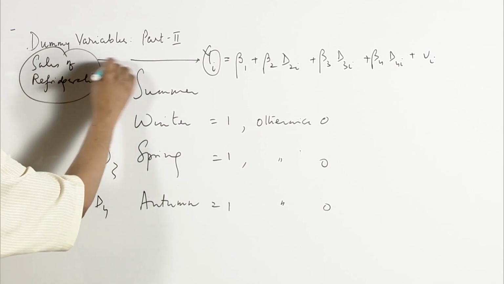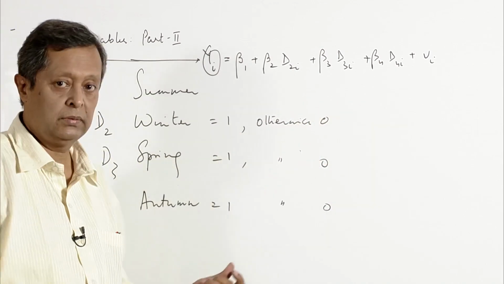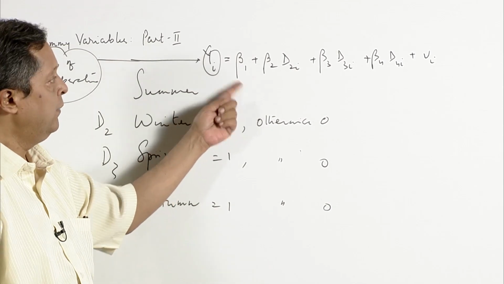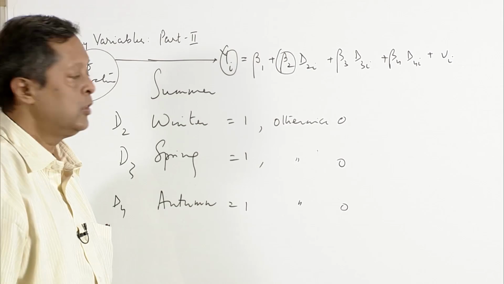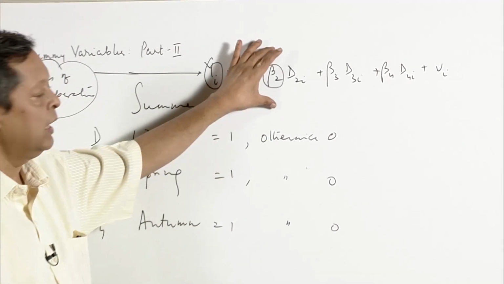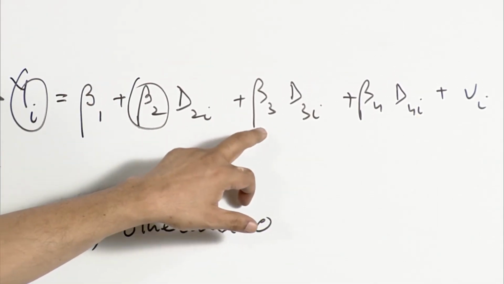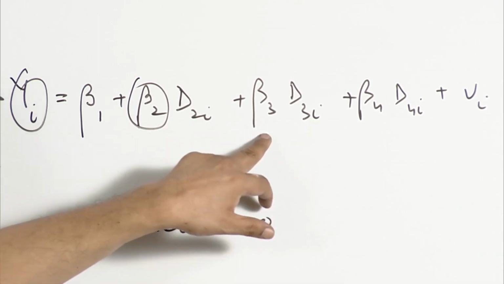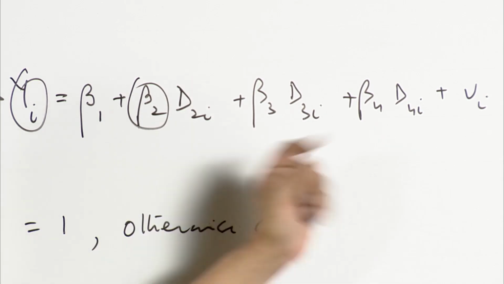Sales of refrigerators could be affected by the season during the year. So, during summer it is beta 1. If it is winter, then beta 2 is the additional effect. So, during winter what is the total effect? Beta 1 plus beta 2. But what is the incremental effect? Beta 2. Or if it is spring, then what is the total effect? Beta 1 plus beta 3. What is the incremental effect? Only beta 3. If it is autumn, what is the total effect? Beta 1 plus beta 4. What is the incremental effect? Beta 4.